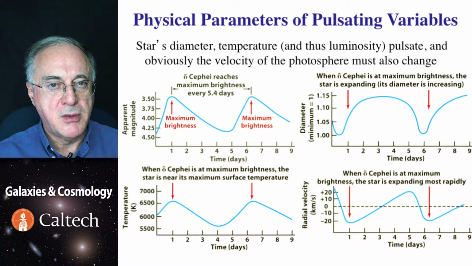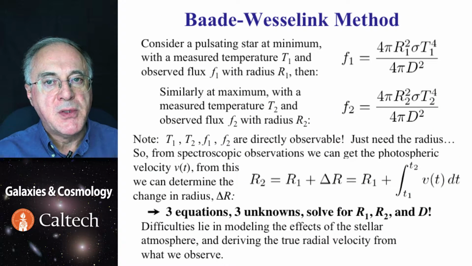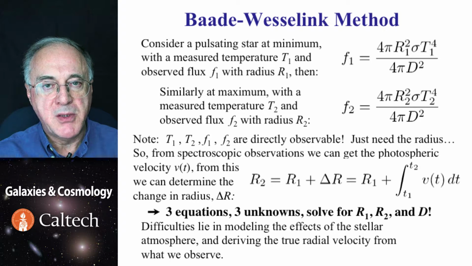So we can measure stellar temperatures using colors or spectroscopy. We can measure velocity of the pulsating photosphere using spectroscopy, and we can measure changes in the apparent brightness. This forms the basis of the so-called Baade-Wesselink method. If the pulsating stars were perfect black bodies, this would be an excellent, pure physics-based method to determine distances to them. Unfortunately, real stars are not perfect black bodies.